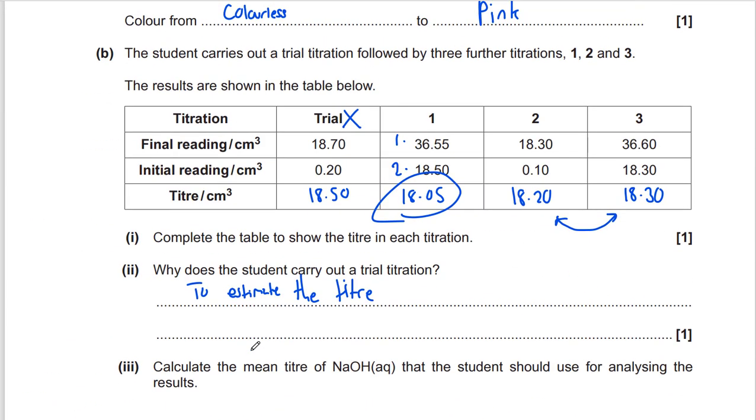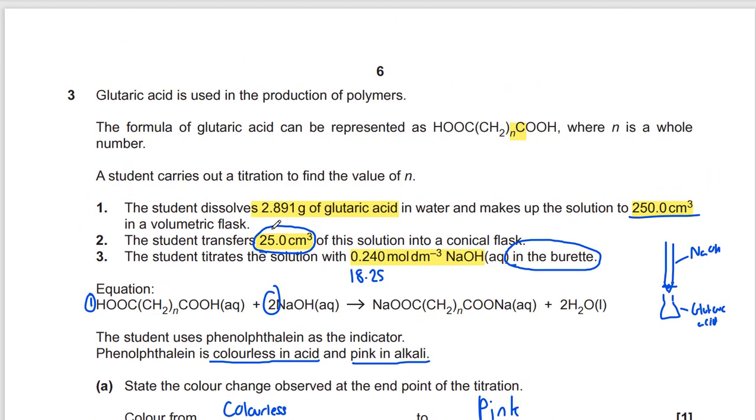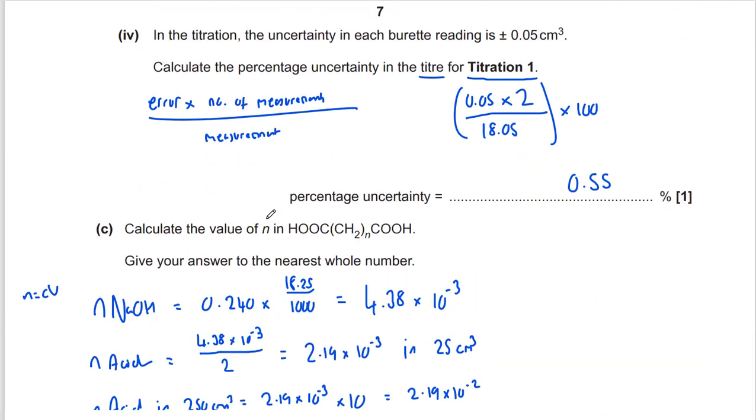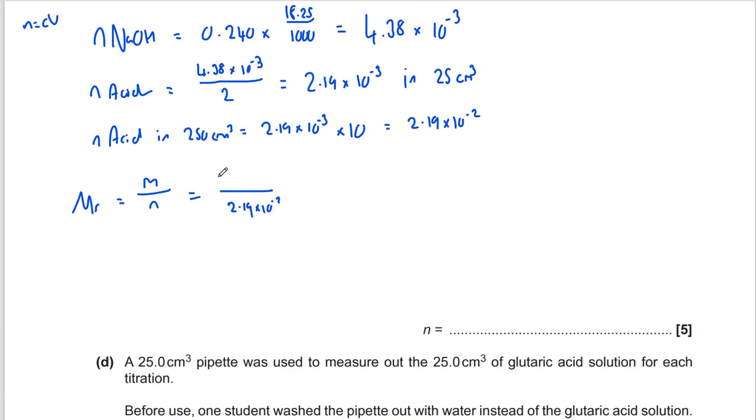The mass is another highlighted value in the question, 2.891. So we take 2.891, divide by 2.19 times 10 to the minus 2, and we get exactly, or pretty much exactly, 132 grams per mole, which is our unit.